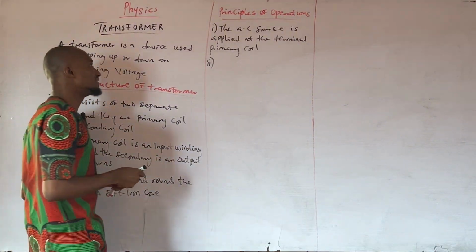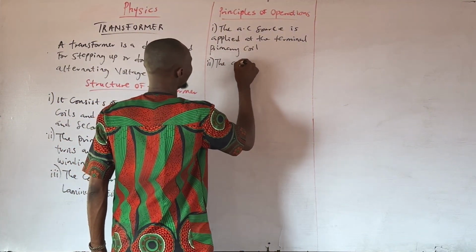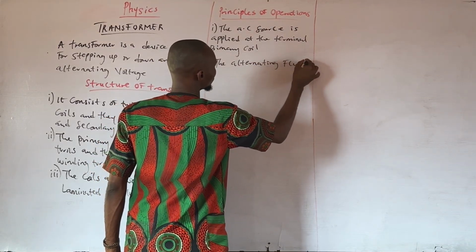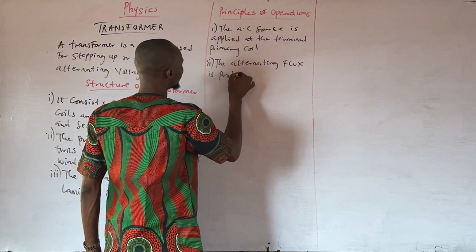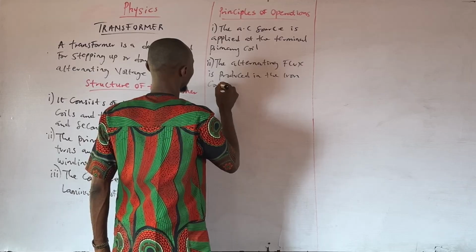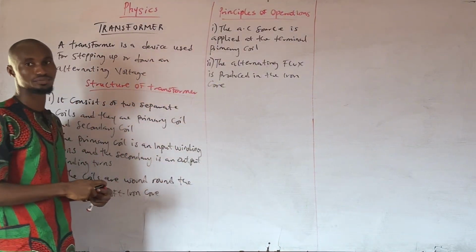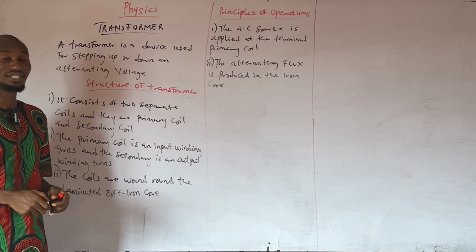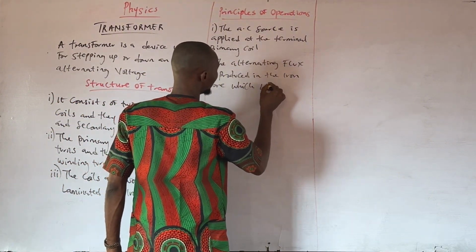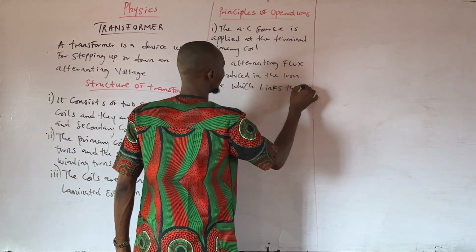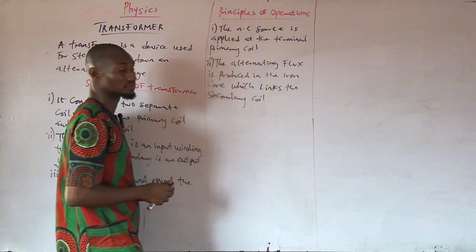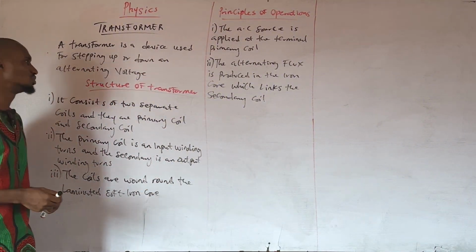Two. Here you say the alternating flux is produced in the iron core, which links the secondary coil. Are you there? Good.